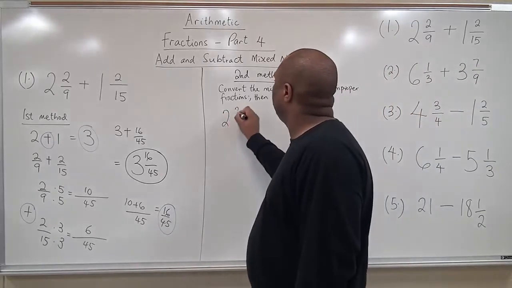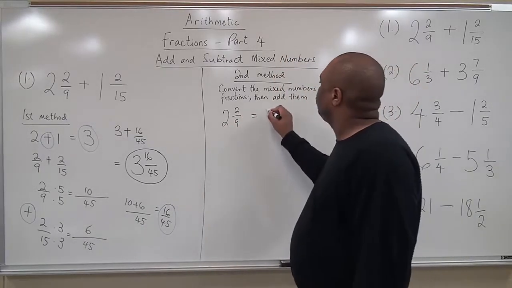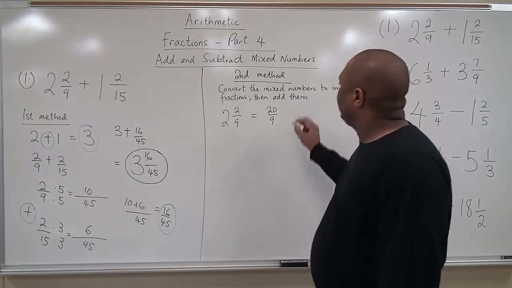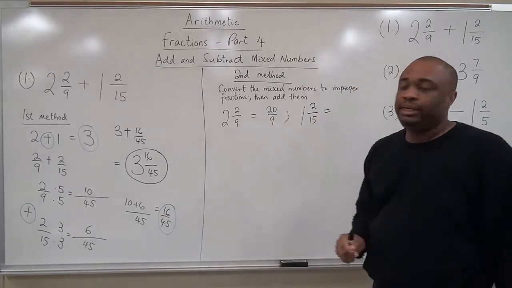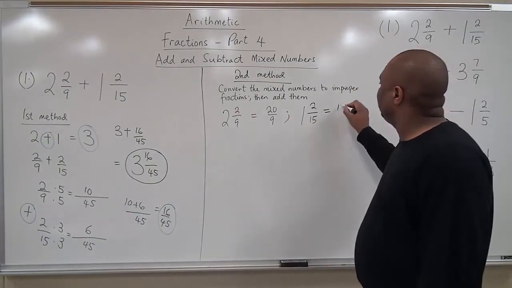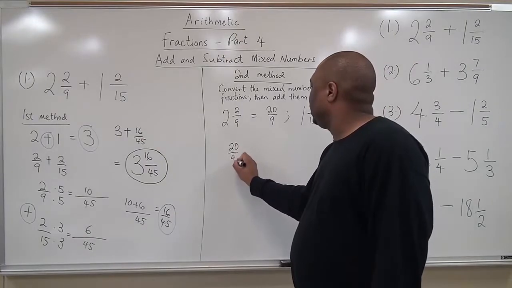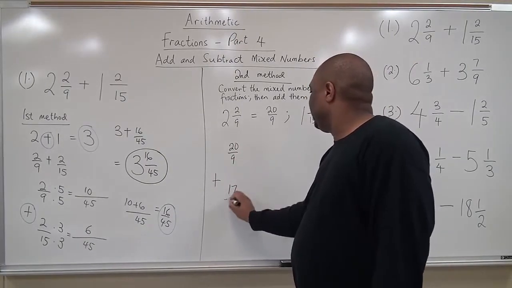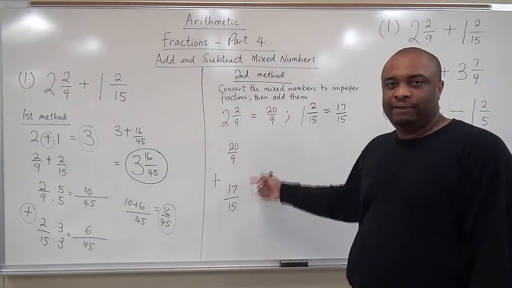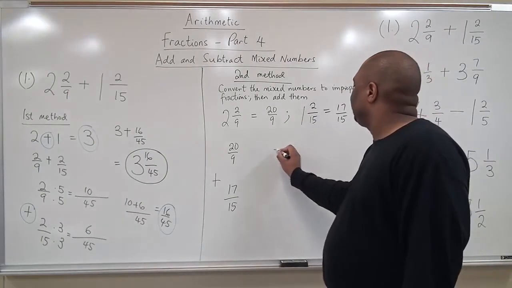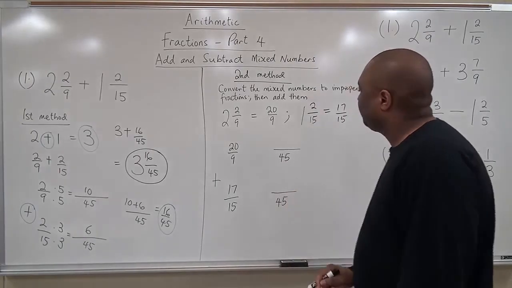So we look at 2 whole number 2 over 9. This gives us 9 times 2 is 18, plus 2, 20 over 9. And then we look at 1 whole number 2 over 15. 15 times 1 is 15, plus 2 is 17 over 15. So now we have 20 over 9 plus 17 over 15. The fractions do not have the same denominator, so I have to express them to have the same denominator. And the least common denominator is 45.